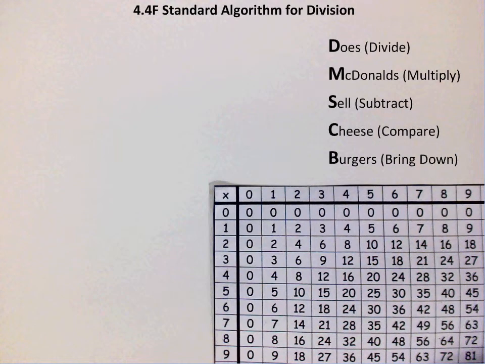So we're going to go ahead and work out the problem 624 divided by 8. Okay, on 624 divided by 8, the first step that we're going to use, and whenever we do one of the steps, we're going to put a mark by it, is divide. Okay, and we're going to go ahead and divide the first digit in the dividend by the divisor.